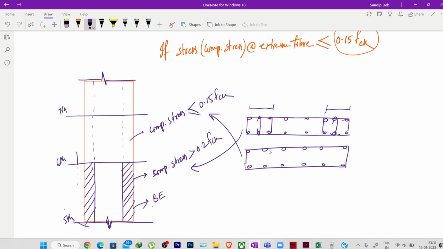What we do, we provide a column like arrangement here. But in this we do not design those ends as boundary elements, because we have to design the boundary elements also. It's not like that we just provide some reinforcement and it becomes boundary element. We have to design those ends as boundary element. But when the stress is less than 0.15 FCK, we may provide a column like arrangement at the ends, but we do not have to design it separately as boundary elements.